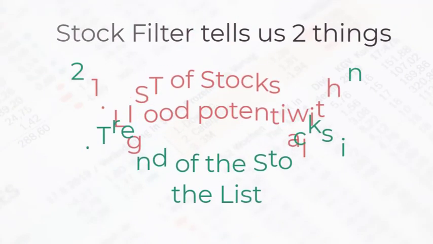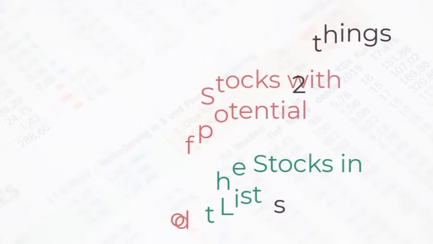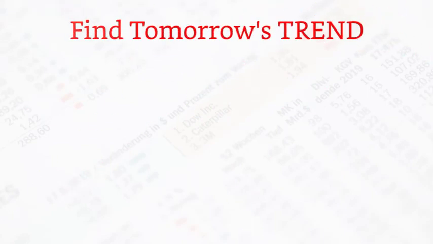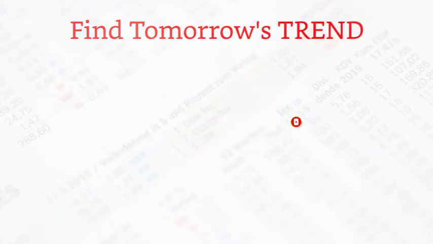A stock filter should tell us two things. One is the list of stocks to watch, and the other is the trend of those stocks. Now, we already have the list of stocks, which we have just downloaded. The only thing that is left is to find the direction of these stocks for the next day. For this, we're going to use price combined with volume. Now, this will give us a clear range to look for the next day. Let's see how.